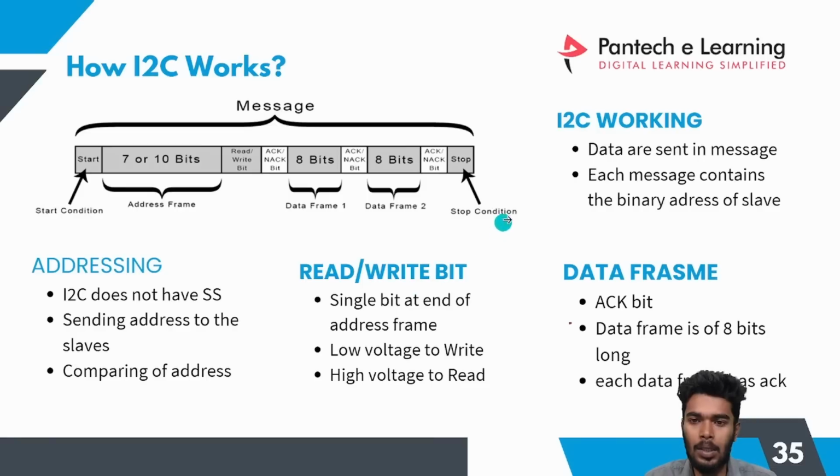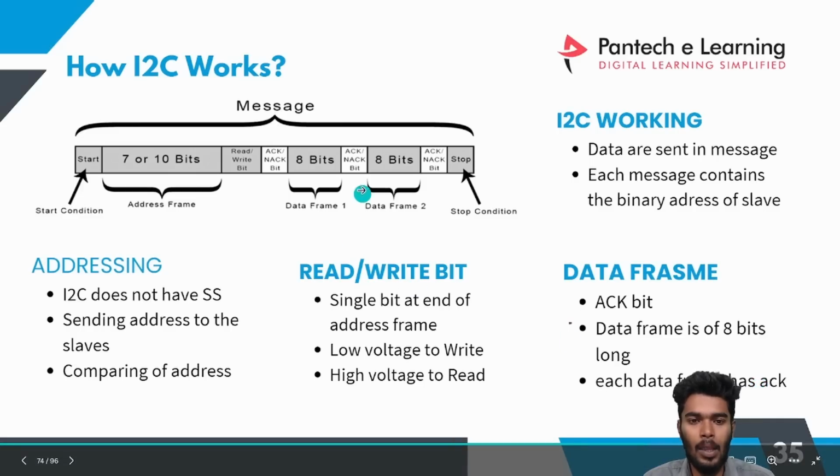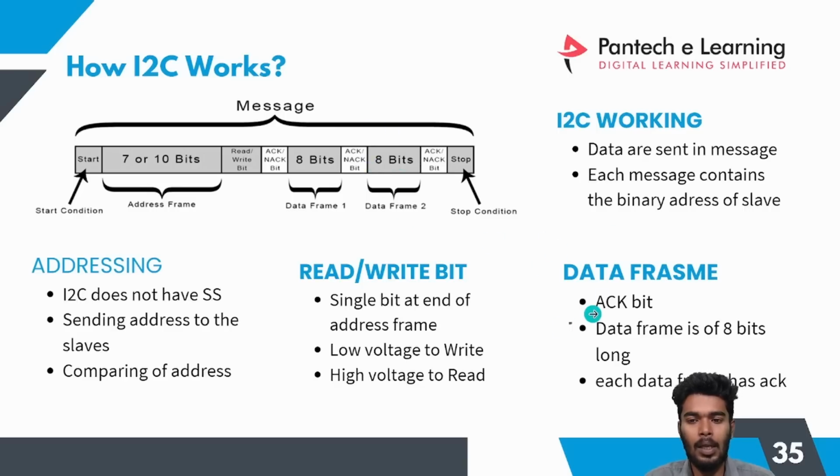Next is the data frame. We have an acknowledgement bit after every data frame. The data frame is 8 bits long, and each data frame has an acknowledgement bit. After transferring the data, the acknowledgement is set as logic 1 to give the information that the data has been transferred. In I2C, the data are sent in message format, and each message contains the binary address of the slave. We will see in detail how it works.